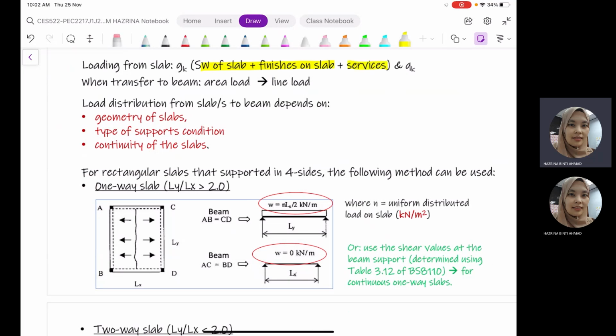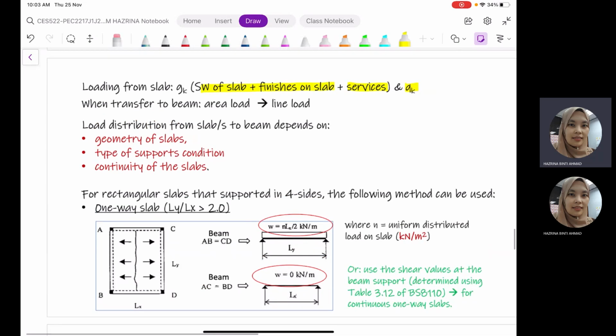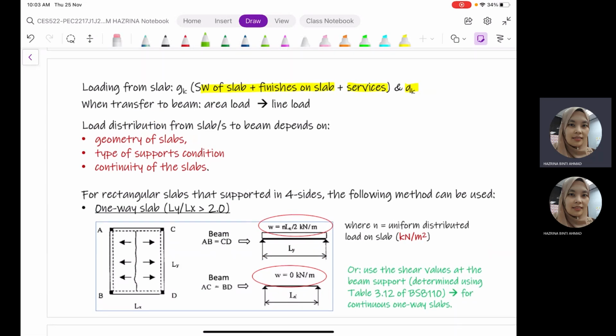And then we also have services. For example, we have air cons, we have the ceilings, we have the light fixings. All those are known as the services. And then we will also be considering the QK value. So please do remember that when we are talking about the loading from the slab, these loadings will be in the unit of kilonewton per meter square. So it is not UDL yet, however, it is distributed throughout the area of the slab.